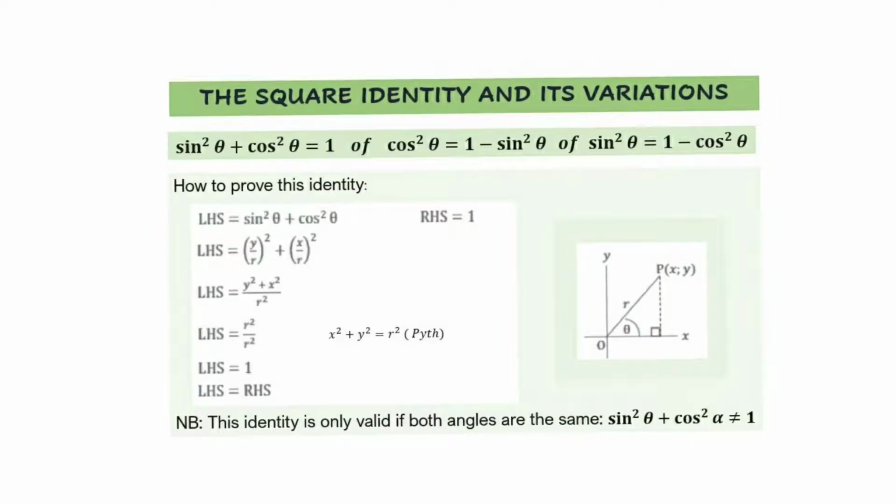Okay, so the square identity has got two variations. If you take the sine square over to the other side, then you get cos square equals 1 minus sine square. If you take the cos square over to the other side, you get sine square is 1 minus cos square. How do you prove it? Exactly the same Pythagoras method as the previous one.